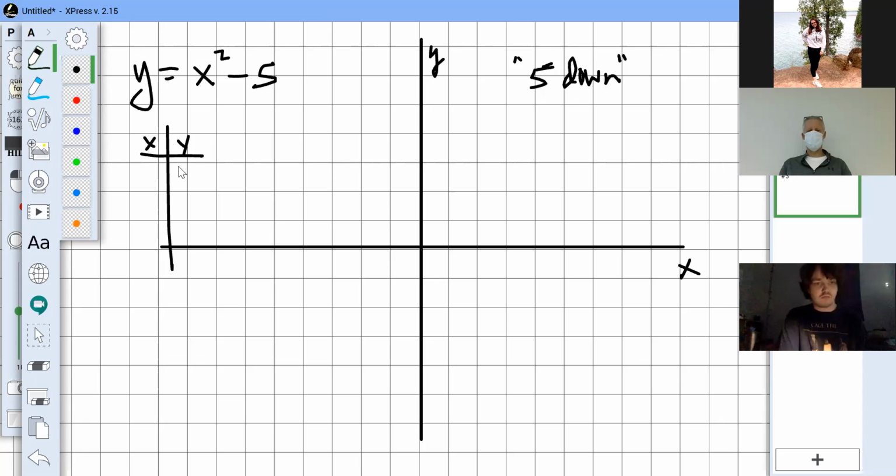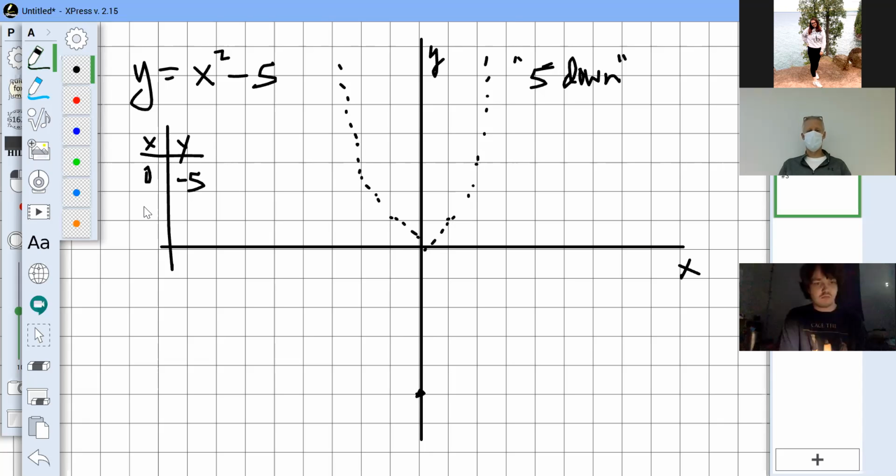So again, making a data table, it's now starting down here. If I put it in dotted, here's the graph of x squared. I'll just dot it in there. Nice and symmetric, beautiful graph. All I'm going to do is pull the whole thing down 5 units.